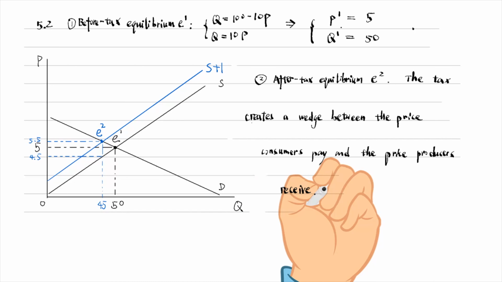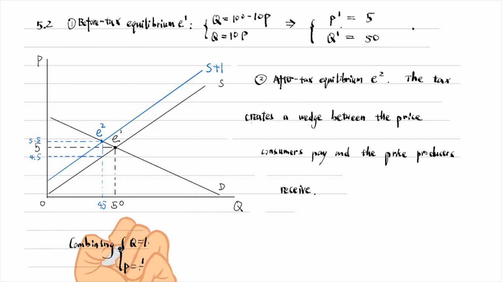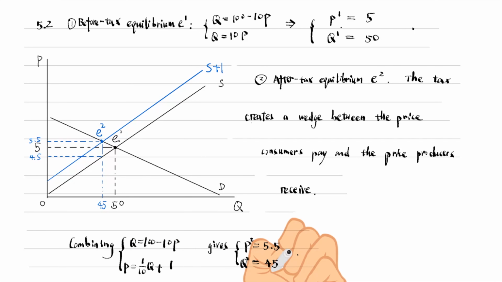Combining the functions gives the new equilibrium price of 5.5 and quantity of 45. The consumers pay 5.5 per unit, while the producer receives 4.5 per unit. The equilibrium quantity falls.